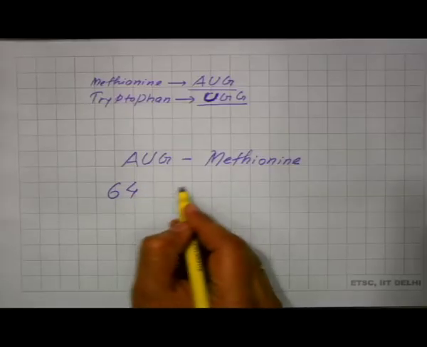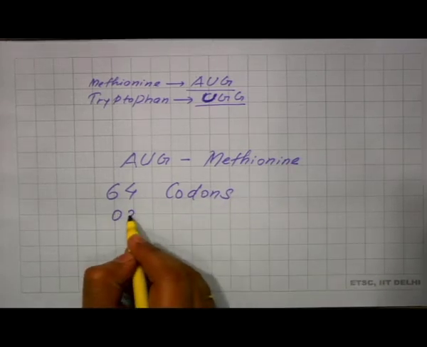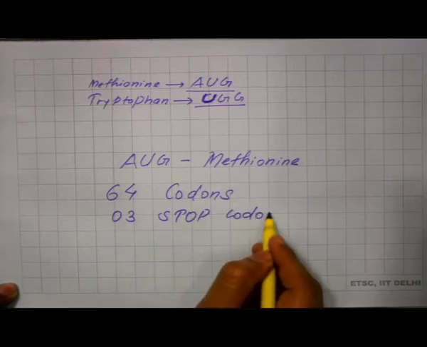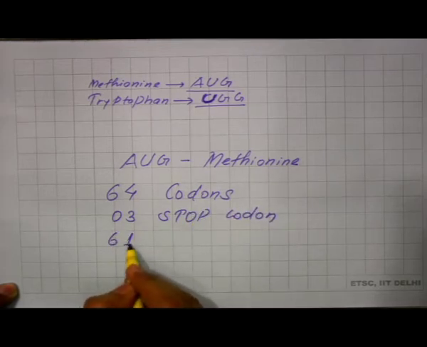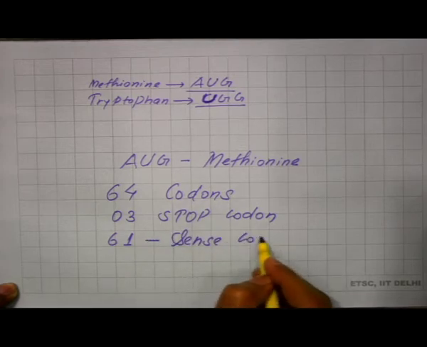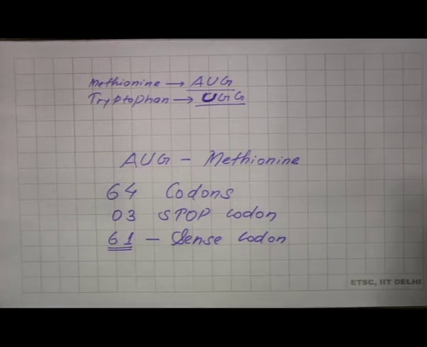So, altogether there are 64 triplet codons, of which 3 are stop codons. The remaining 61 are considered sense codons. Sense codon means these 61 codons will code for amino acids, and 3 are stop codons. They are UAG, UGA and UAA.